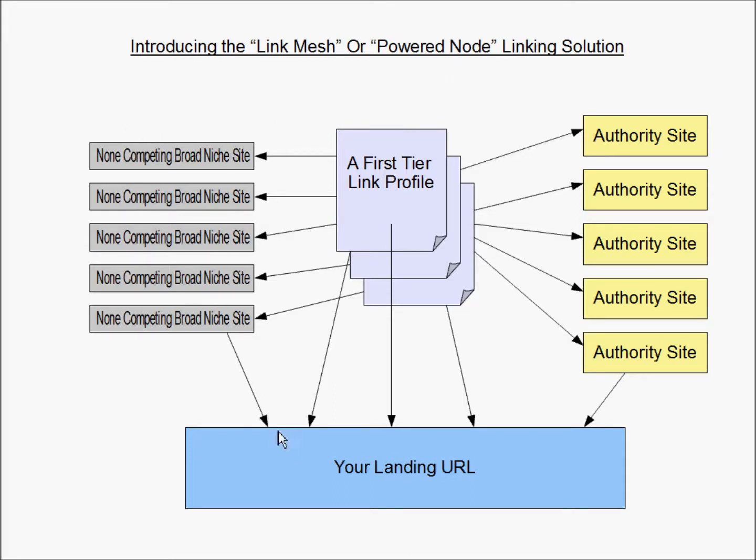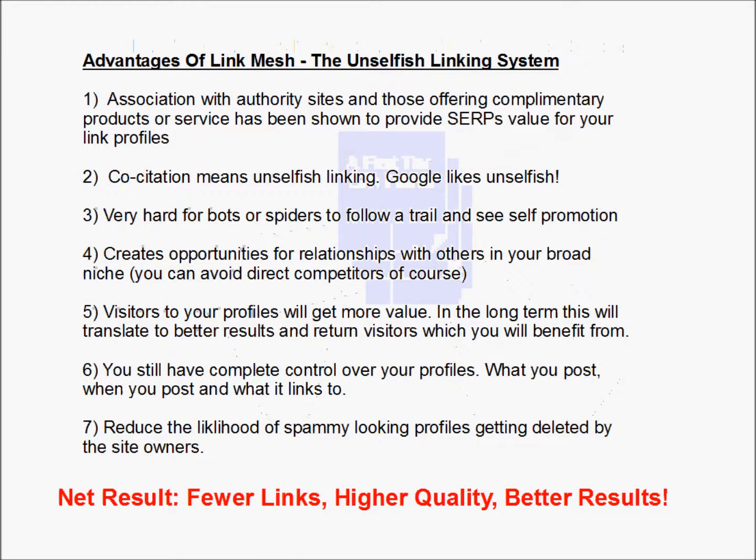So you've got these non-competing broad niche sites, and some of those need to link to you as well. So I'm using Buzz Bundle to add that little percentage of links there. So many benefits for doing it this way. Association with authority sites and those offering complementary products or services has been shown to provide value for your link profiles, your readers, and yourself.